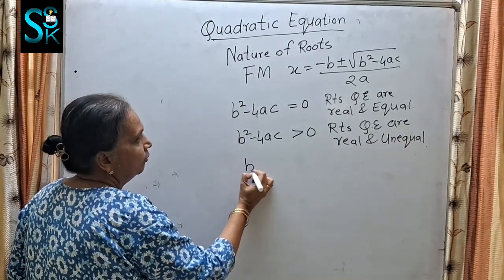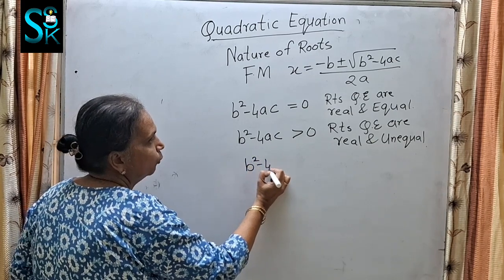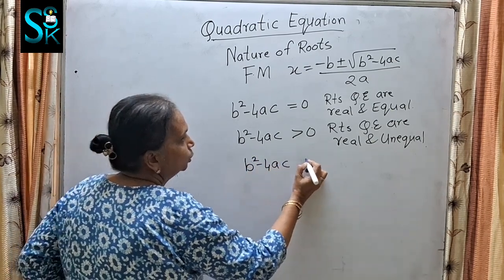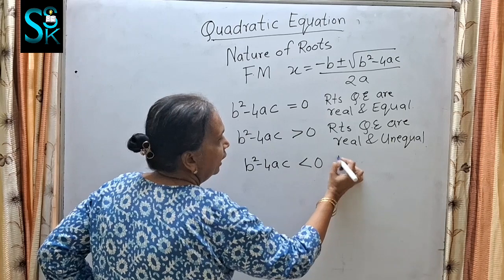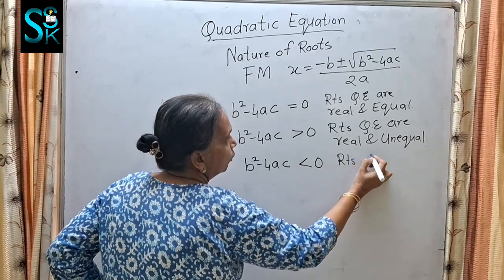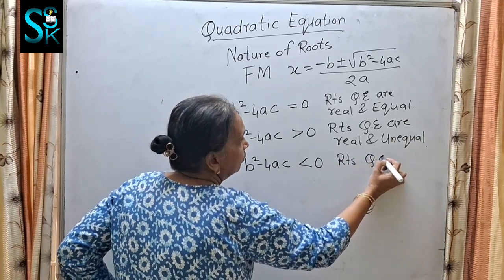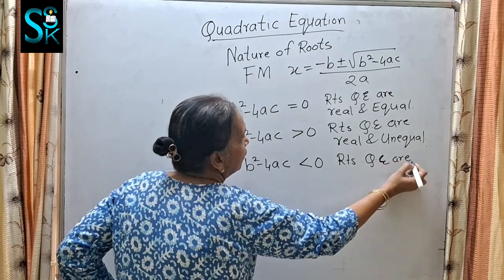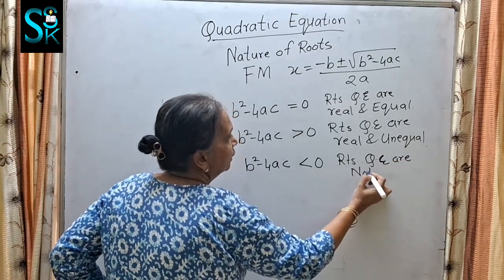And the third one is, if the b square minus 4ac value comes to less than 0, then the roots of the quadratic equation are not real.